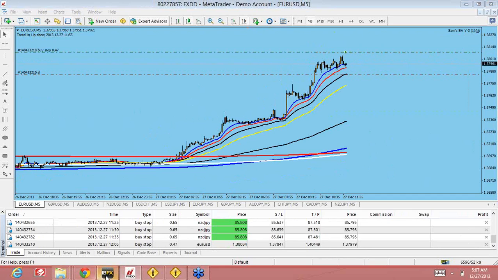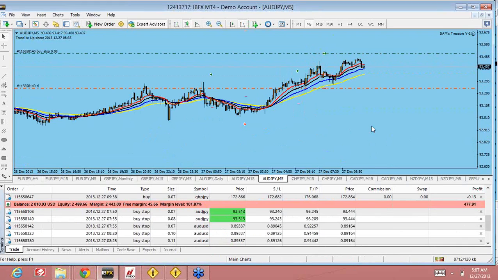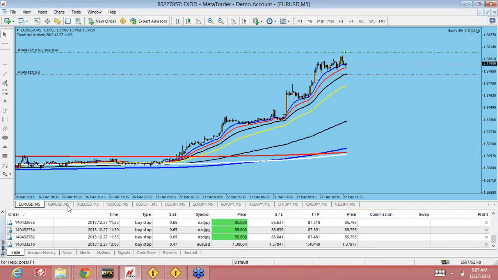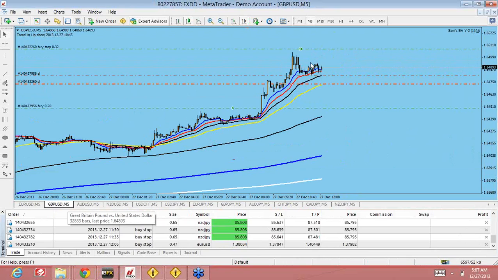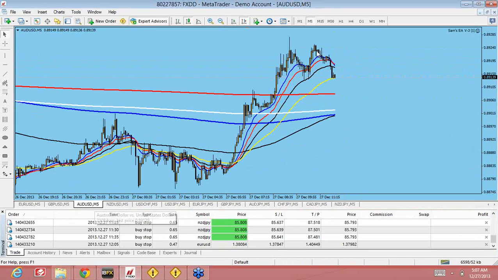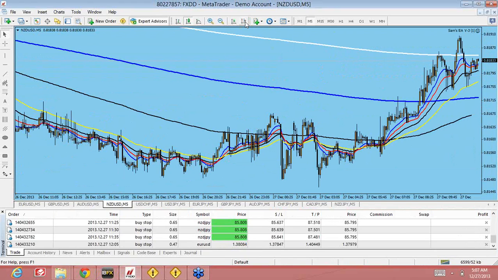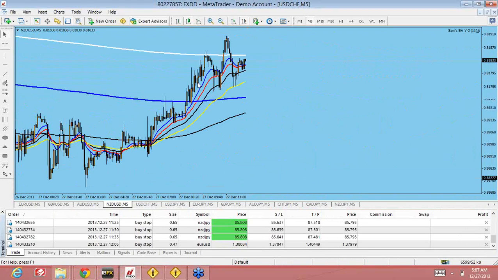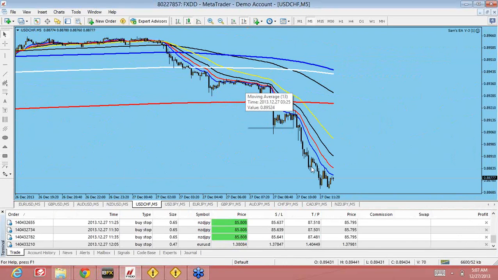On IBFX here, this is just a 5 minute entry. It has nothing to do with 15, 1 hour, 4 hour, anything. That's why this one, and like I said, pound has not taken this one out yet. Aussie has no entry because the higher time frames are off. Kiwi also, no entry. Frankie also no entry, even though the other account took entries in this one. So we can put it together, both EAs on both sides, and take entries on both sides.